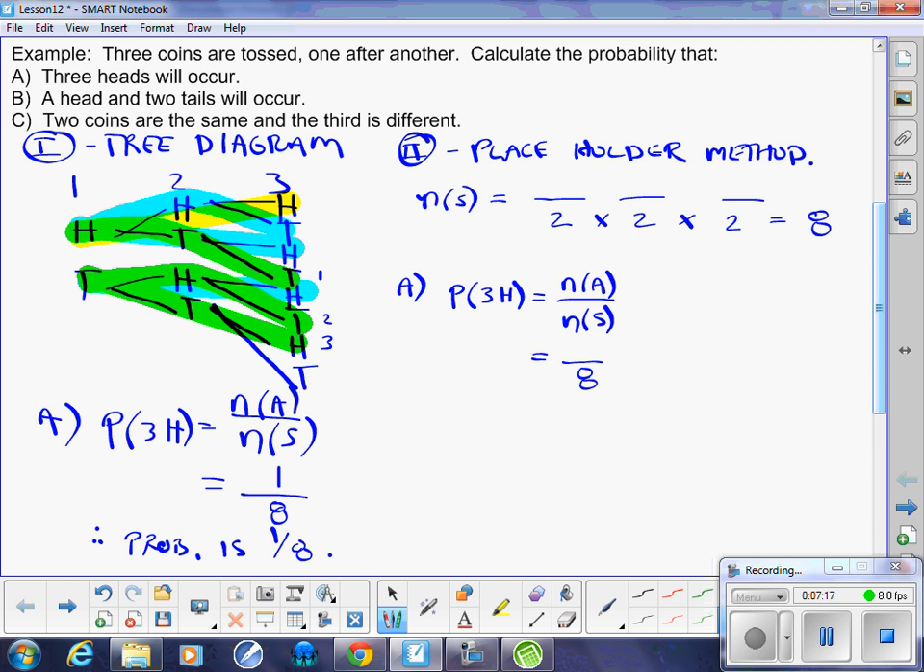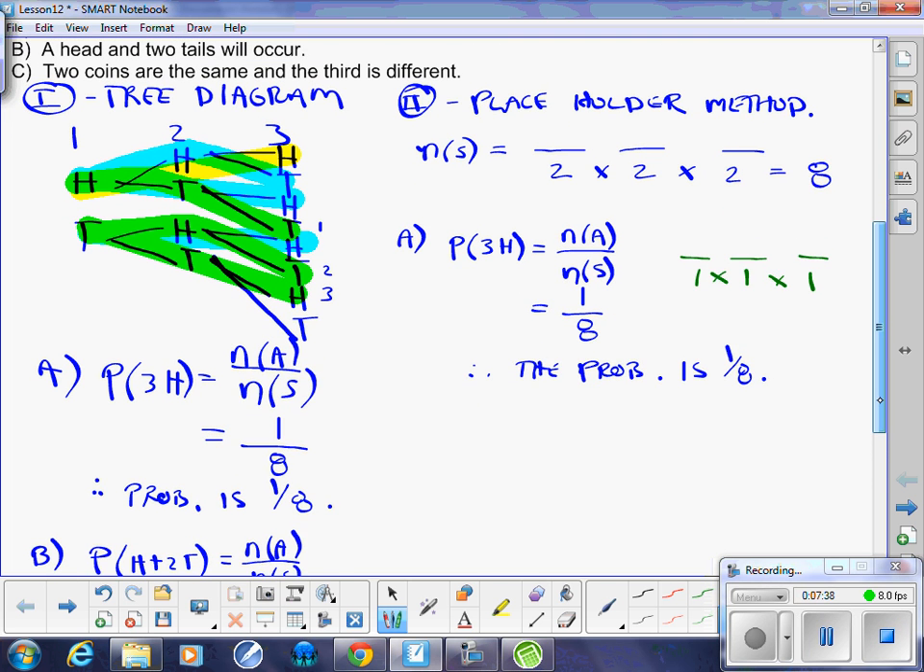3 heads, so again, if I do it off to the side, if it's 3 heads, there's only 1 choice there, 1 choice, 1 choice, which would mean my numerator is going to be 1. So therefore, the probability is 1/8. Part B, a head and 2 tails will occur.